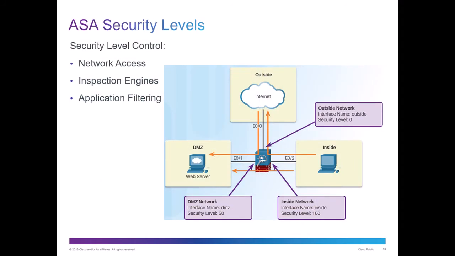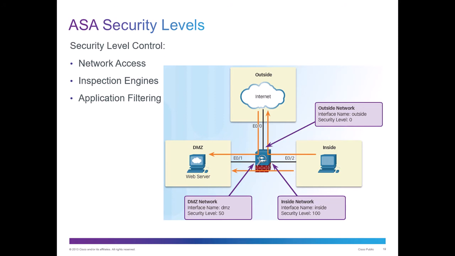All right, so the security level controls. There are ASA security levels. The security levels go from 0 to 100. And it helps control many aspects of the network traffic, such as application filtering, network access, and inspection engines. So please write those down: the security levels, and the network access, inspection engine and application engines.